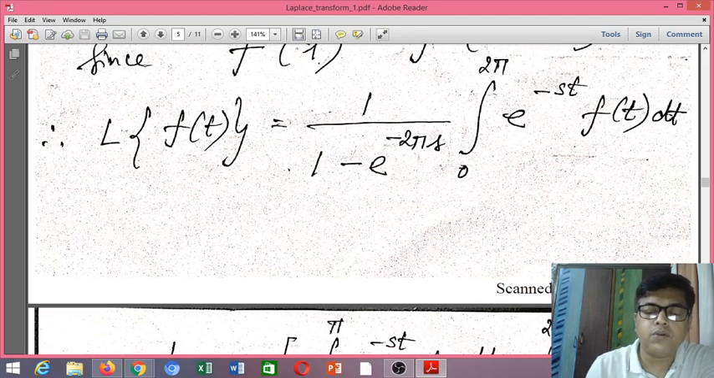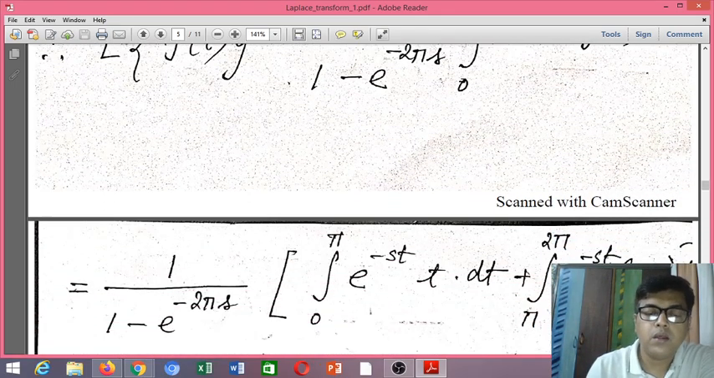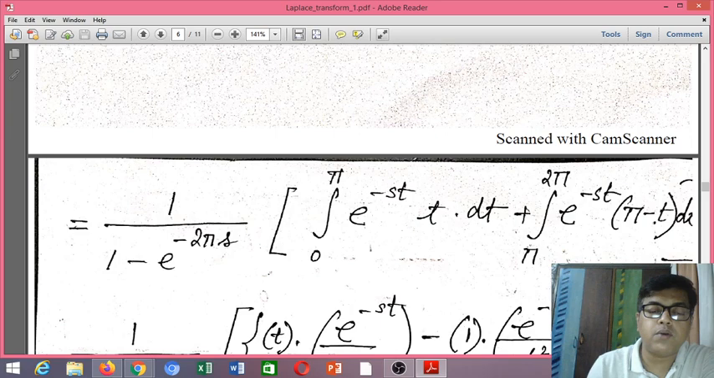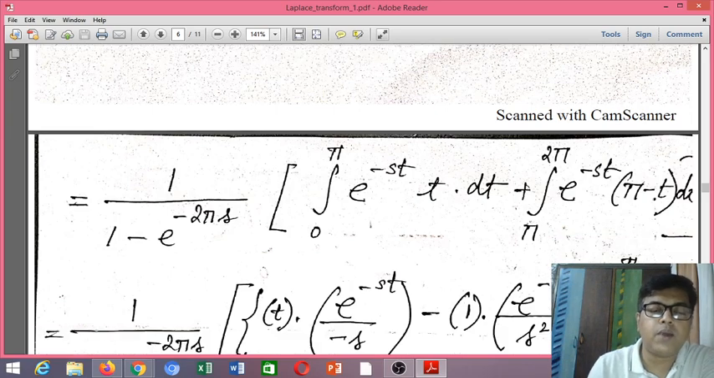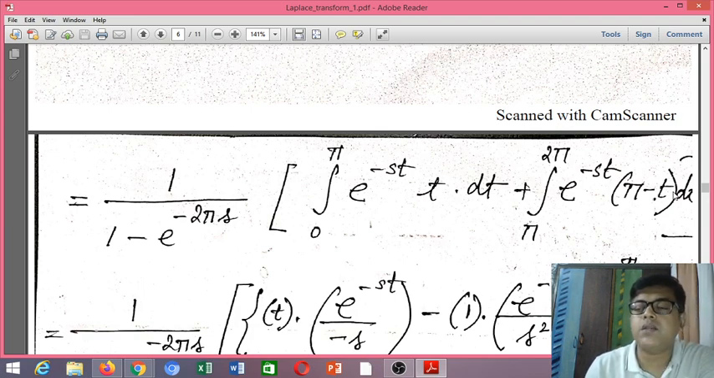Now we have to perform the integration. Looking at the function, this becomes 1 by 1 minus e to the power minus twice pi s. Then, as per the definition of the function, from 0 to pi, f(t) is t, so I write e to the power minus st into t dt. And from pi to 2 pi, the function given there is pi minus t, so I write e to the power minus st into (pi minus t) dt.